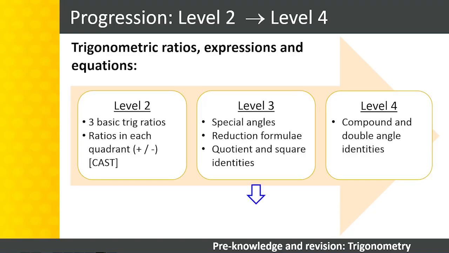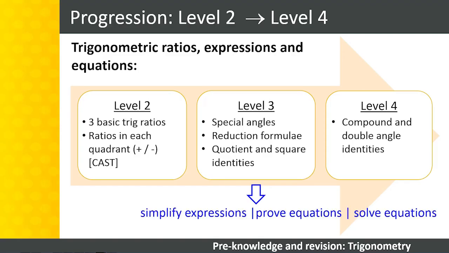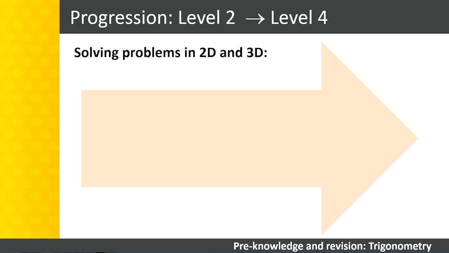Students encounter trigonometric equations and their proofs for the first time in Level 3. They combine all their knowledge to simplify expressions, prove equations, and to solve equations. In Level 4, students also use the compound and double angle identities to simplify expressions, prove equations, and to solve trig equations. And now, solving problems in 2D and 3D.